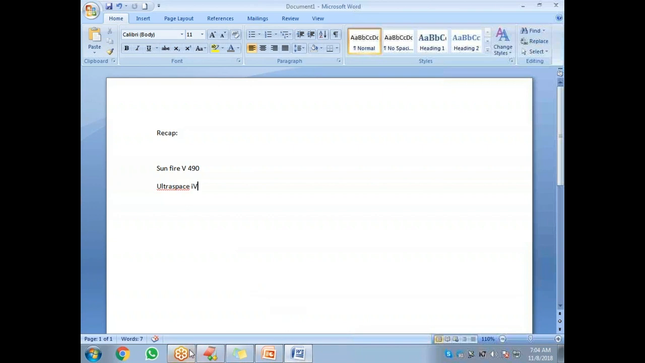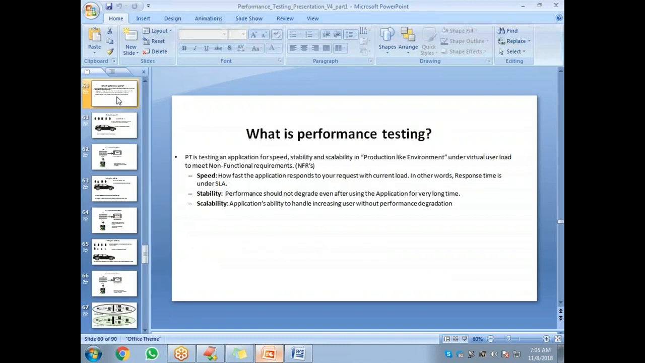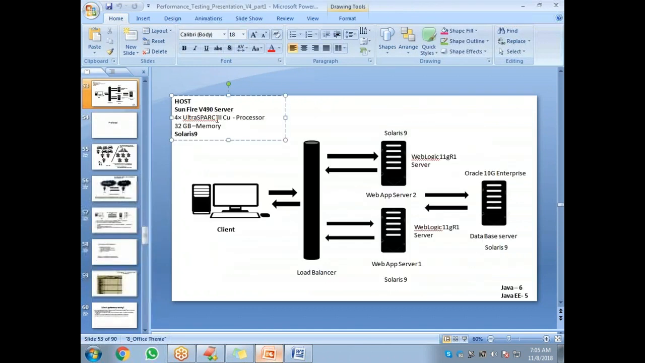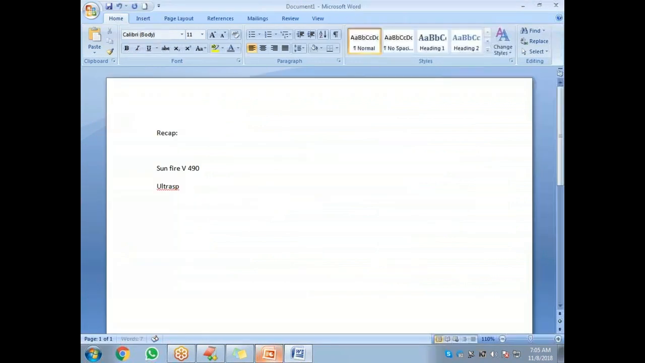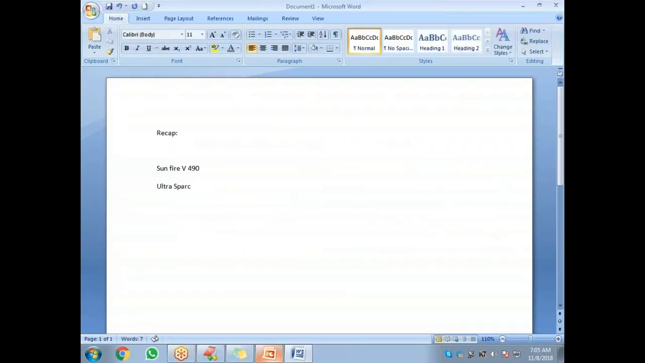Was it Ultra Space 4 or Ultra Track 4? Anybody could remember what was that exactly? Ultra Spark, right? Wonderful. Yeah, that's what I was looking for. So it was Ultra Spark 3 CU processor. Then it is 32 GB. If you are wondering for the servers, what would be the memory? The memory will be around 32 GB. It could be 16 GB as well, depending upon what you have purchased. So this was the information of the host machine on which you have actually installed my servers.